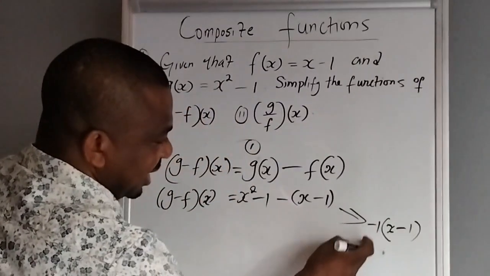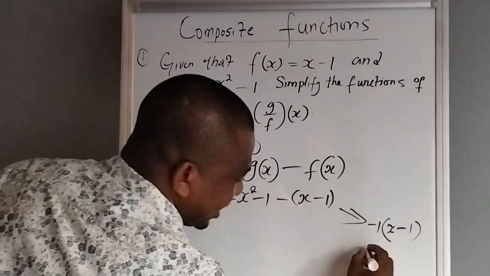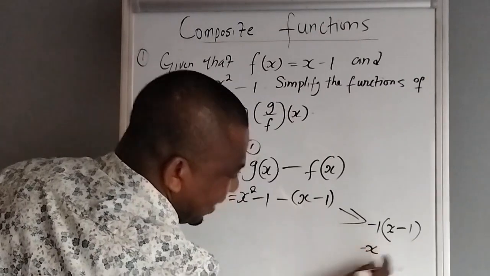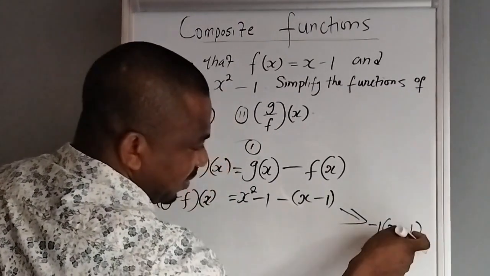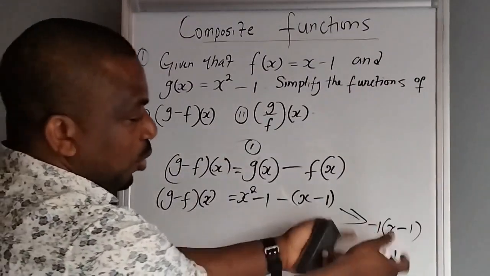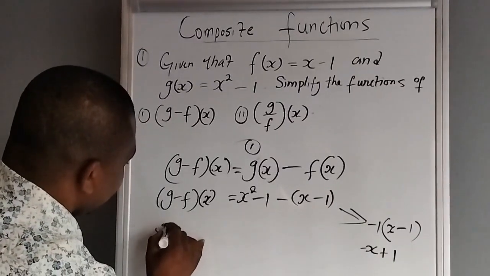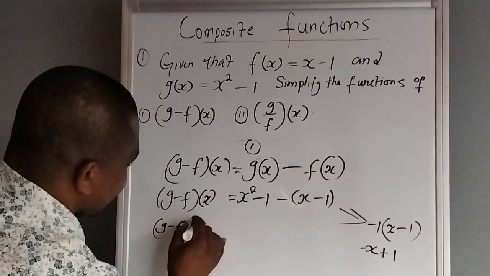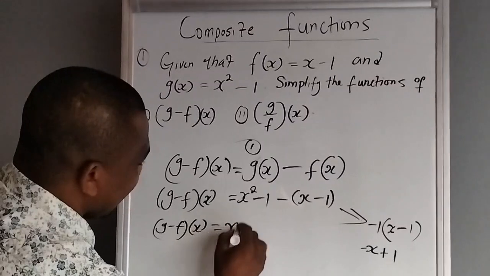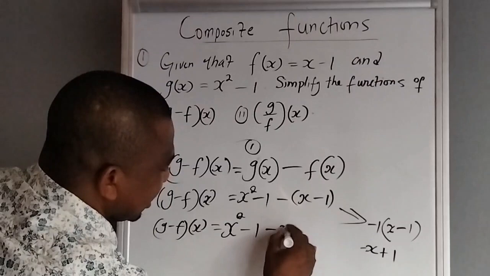So let me open up this bracket here. So negative 1 multiplied by x, we have negative 1 multiplied by x is a negative x. So negative 1 multiplied by negative 1, here we have positive 1. So we have opened up this bracket. So let me just move it towards this side. So we have g minus f of x, which is equal to x raised to power 2 minus 1, so we have negative x plus 1.